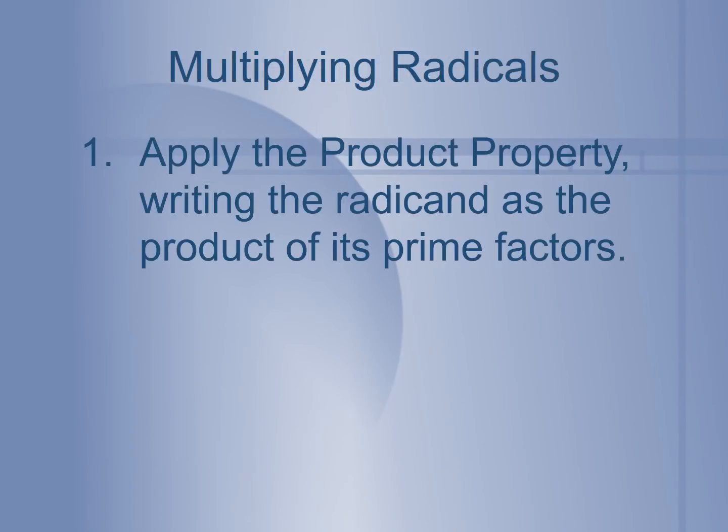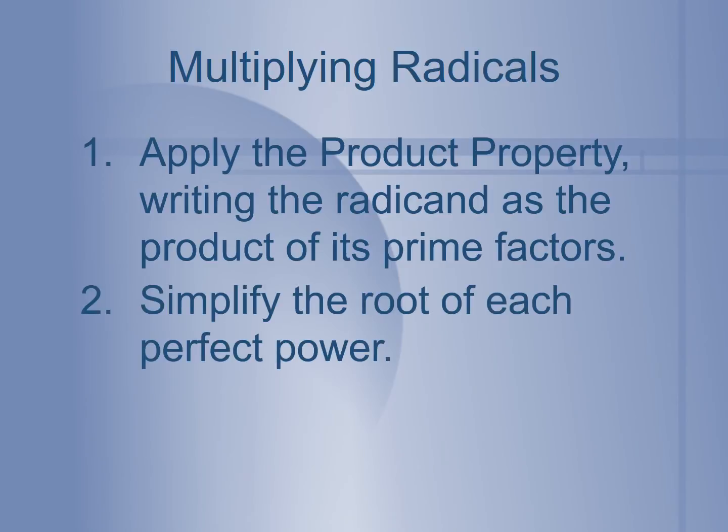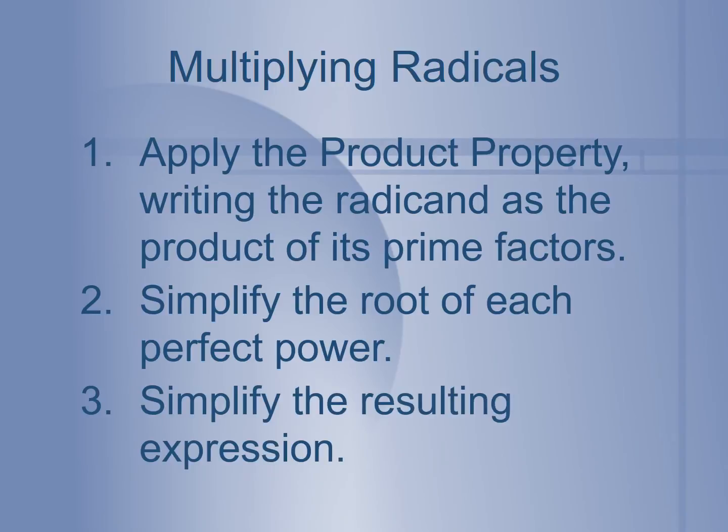Alright, so when you're multiplying radicals, these are your steps. You apply the product property, writing the radicand as the product of prime factors. Then you simplify the root of each perfect power, and then simplify the resulting expression.